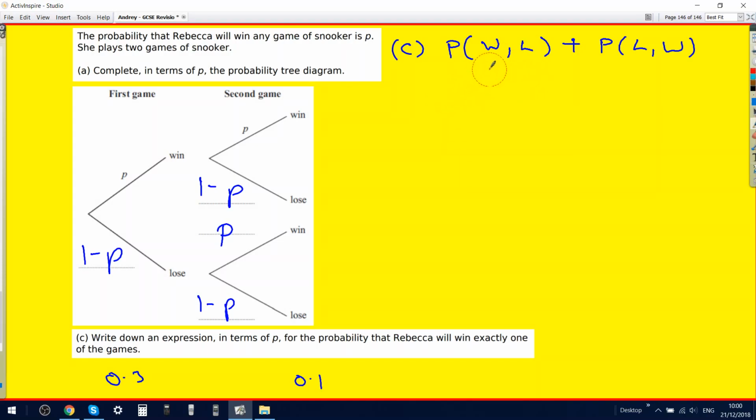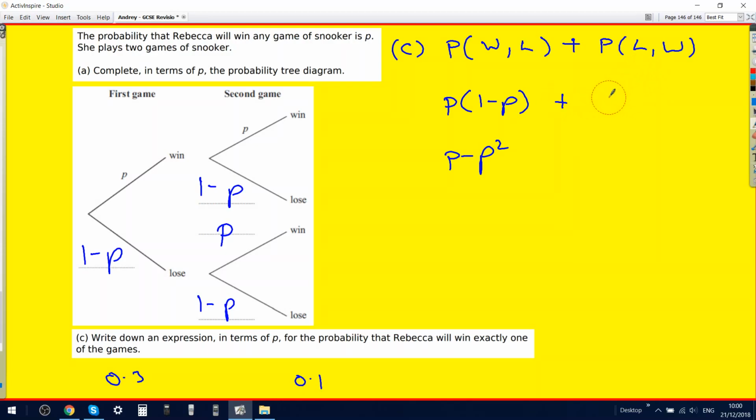Okay, what's the probability that she wins and then loses? So P and then 1 minus P. Yeah, and so you multiply across. So that would be like P minus P squared or something. Yeah. And then probability that she loses and then wins.